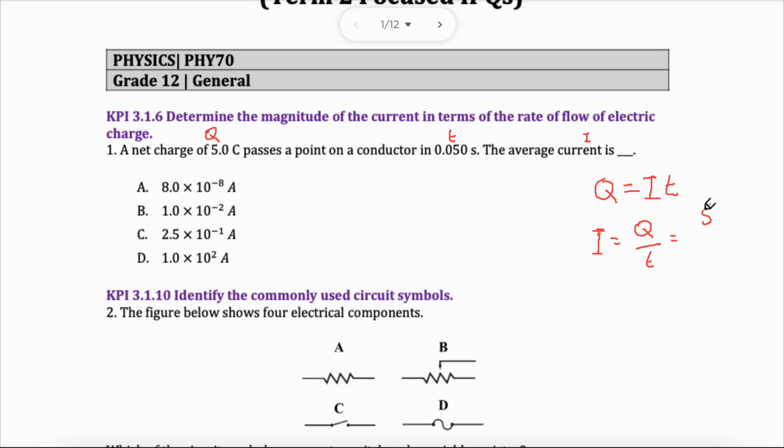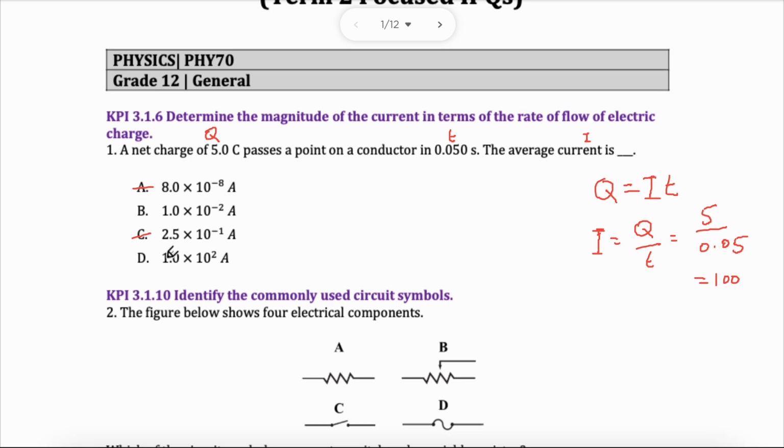So 5 divided by 0.05. Putting that into my calculator, I will get 100. Now, hold on a second. What's all this? Well, obviously it's not 8, and obviously it's not 2.5. It's either one of these two. What does this mean? This is simple.